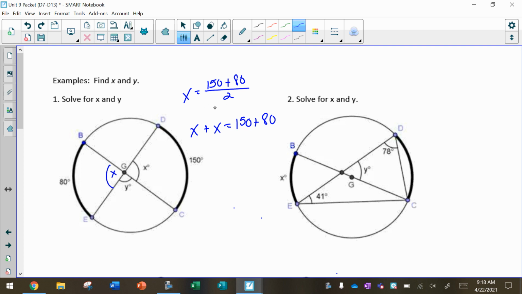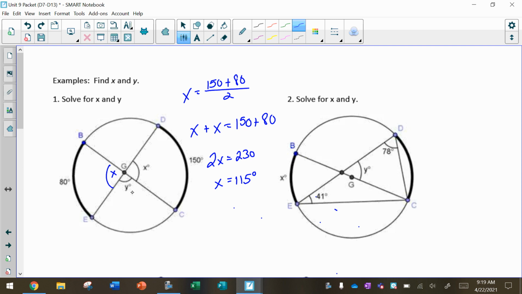Because when you're solving this, you're going to bring out this 2 by multiplication. So you end up with 2x. Here, if you add x plus x, you end up with 2x. So no matter which way you do it, you're going to end up with 2x on the left-hand side and 230 on the right-hand side, because that's what you get when you add 150 and 80. So what do you get when you take 230 and you divide it by 2? Well, you get 115 degrees. So x is 115.